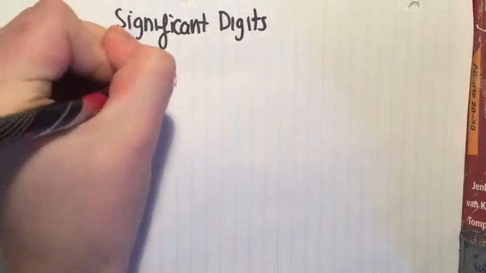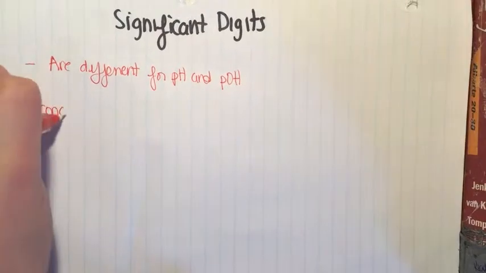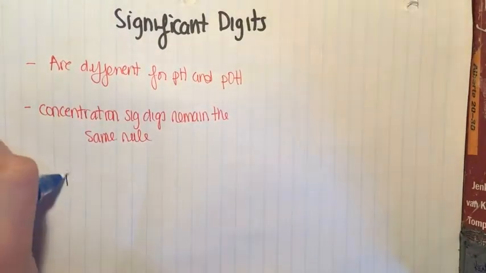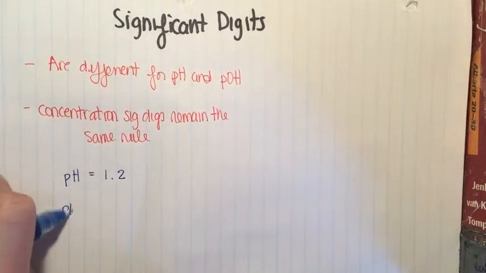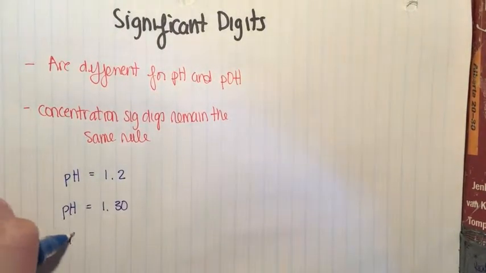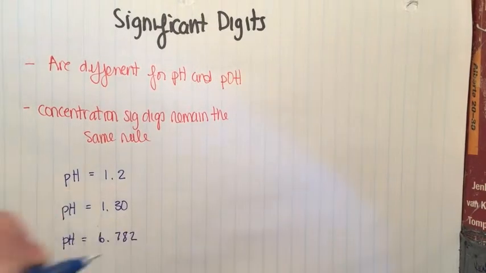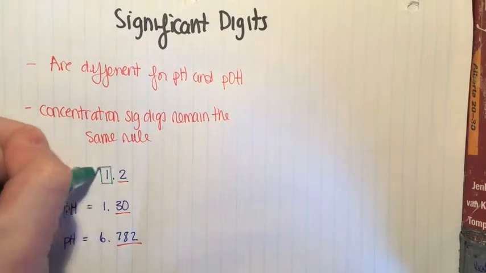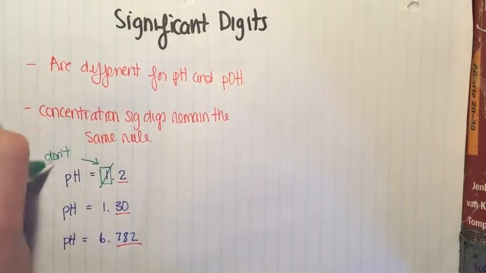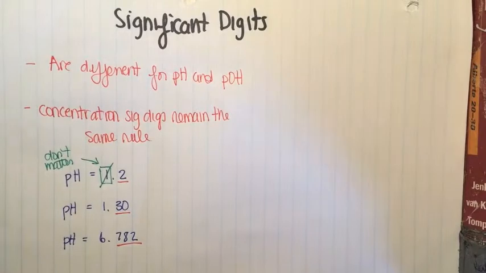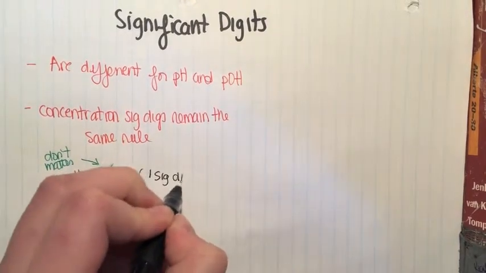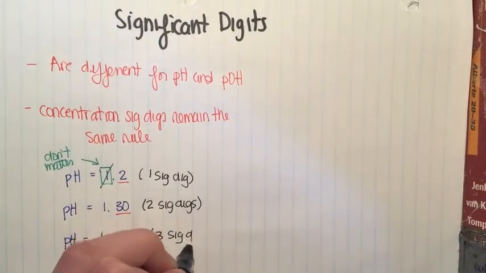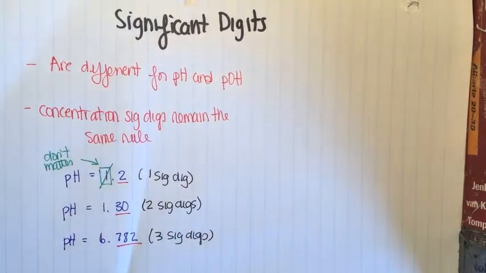Also, significant digits are a little different for pH and pOH, but remain the same rule for concentration values. The numbers in front of the decimal are not significant for pH and pOH values. The ones underlined are the only ones that are considered significant, and the ones in front of the decimal don't matter. So for the first one, we have 1 sig dig. For the second one, we have 2. And the third one, we have 3, looking at the numbers only after the decimal.